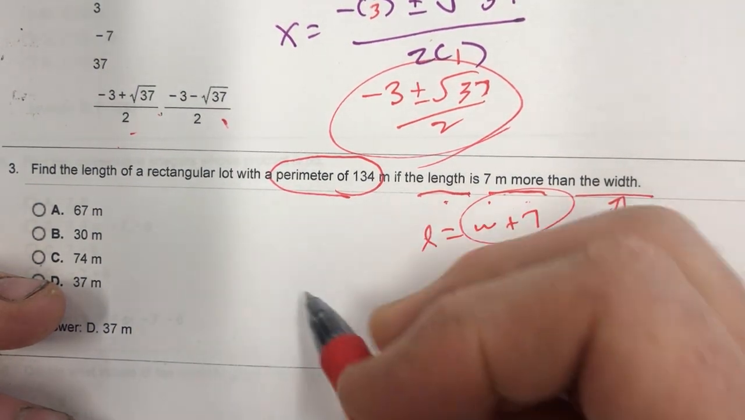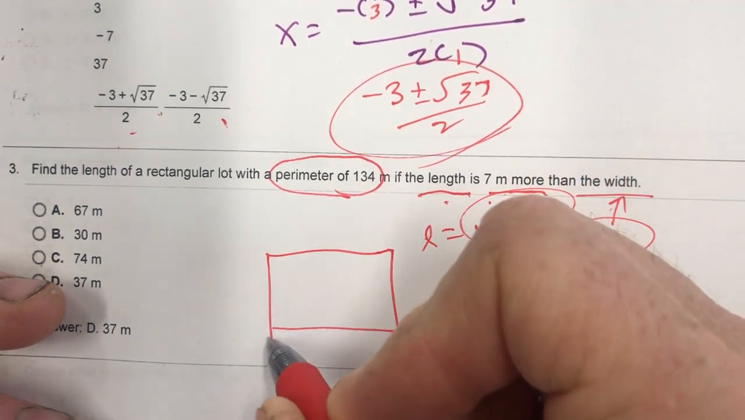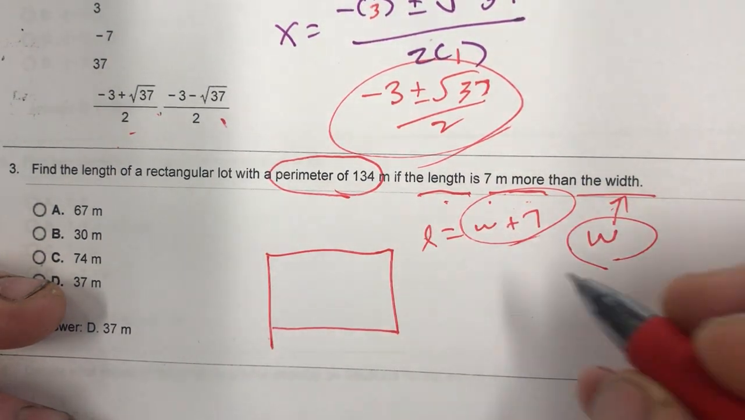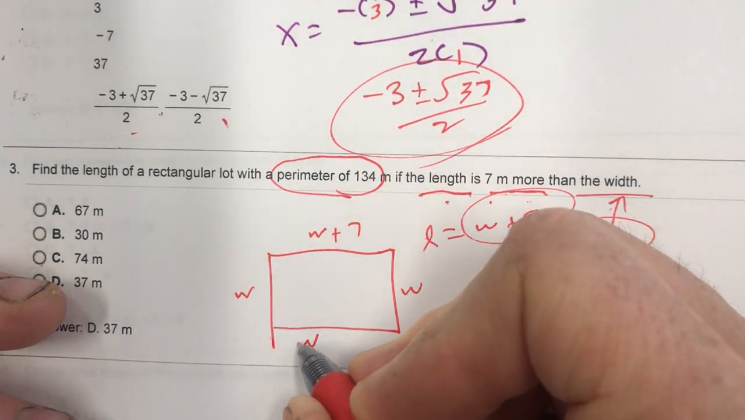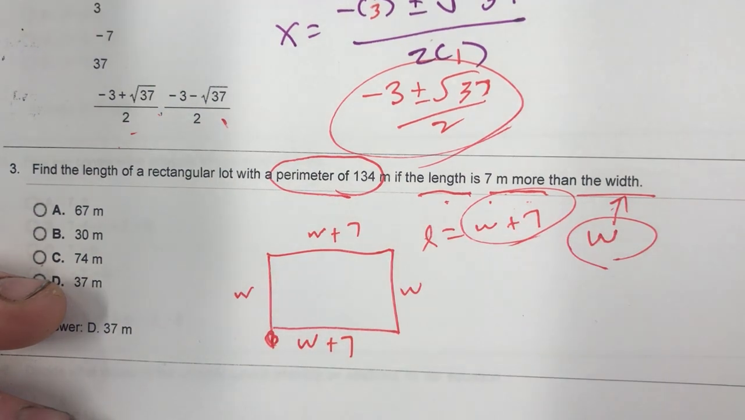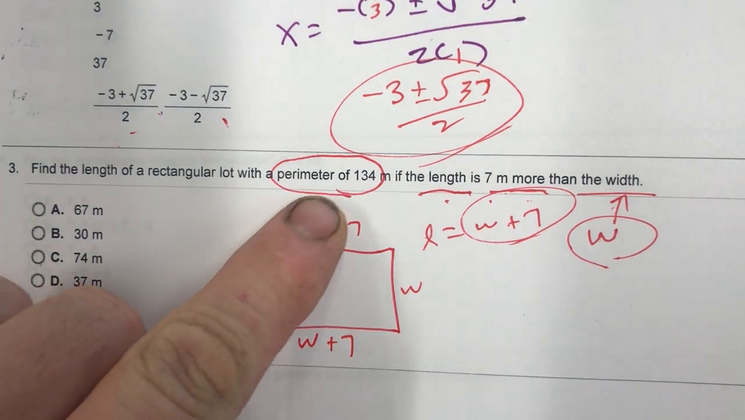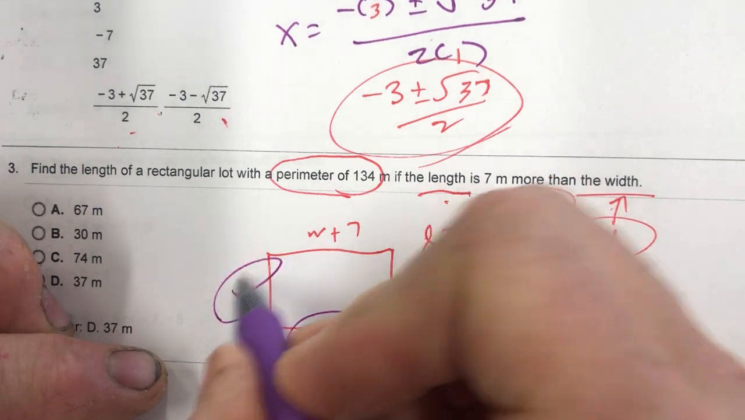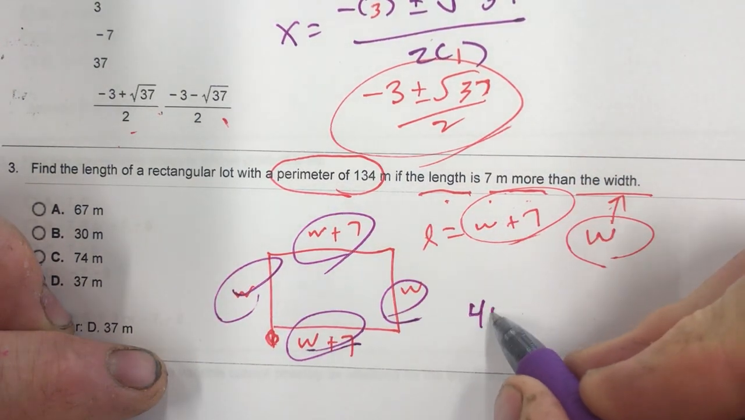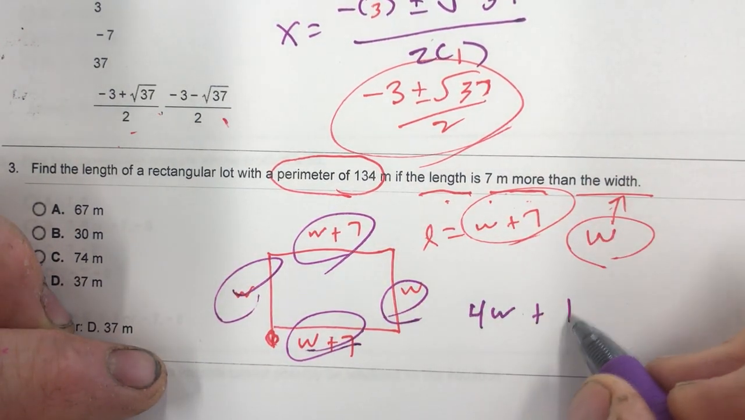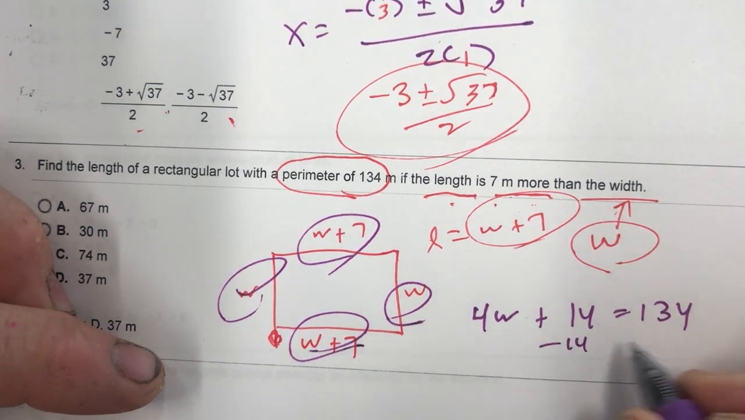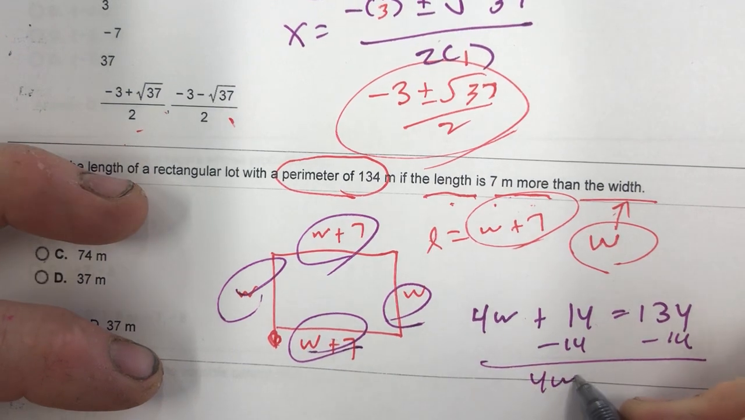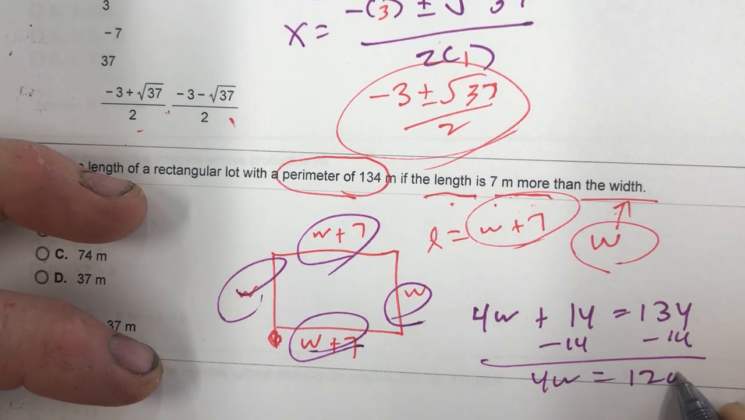So I'll put these in. If you look at the box or the rectangular lot, this would be W. This would be W plus 7. So there's my dimensions there. Well, it says the perimeter is 134. So if I add all these up, there's 4 W's plus 7 plus 7 is 14, and that should equal 134. And we just solve that equation. So minus 14, 4W equals, what is that, 120? And divide by 4, looks like W is 30.